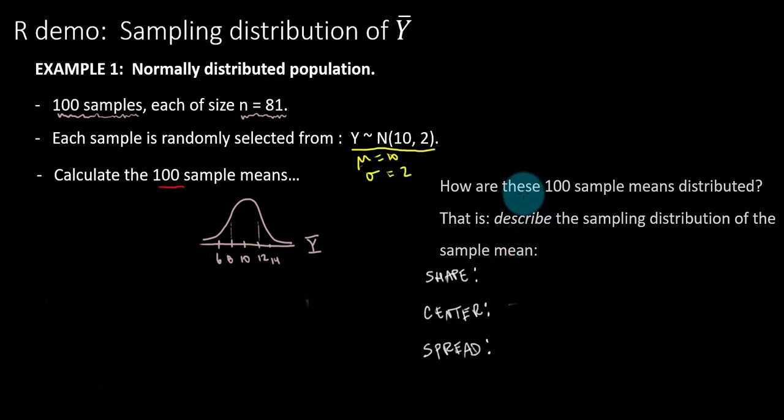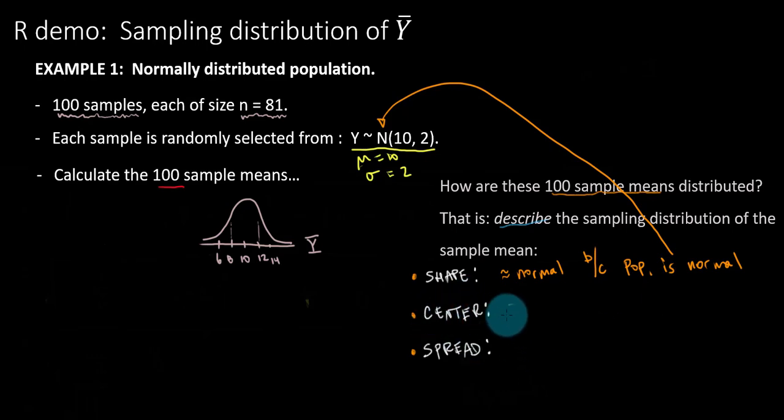I would like to discuss now how these 100 sample means are distributed. So we're going to describe the sampling distribution of the sample mean. Now the sampling distribution is all possible means. We're only dealing with 100, but hopefully it will demonstrate the theoretical properties. Okay. The shape of these sample means should be approximately normal because each sample came from a normal population. We know that from up here.